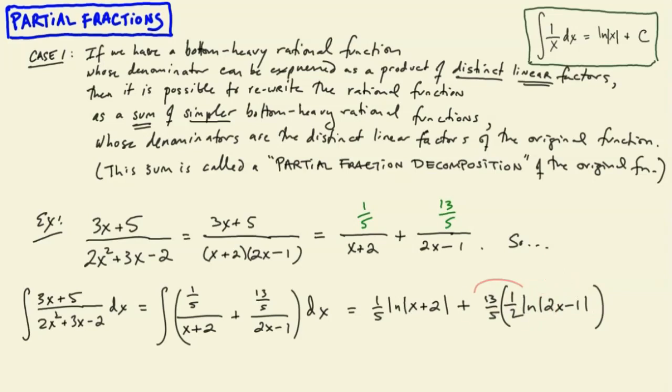And of course, let's combine our fractions there. That'll give us 13 over 10. And don't forget the constant. And that's that. And congratulations, you have just done your first integral by partial fraction decomposition.